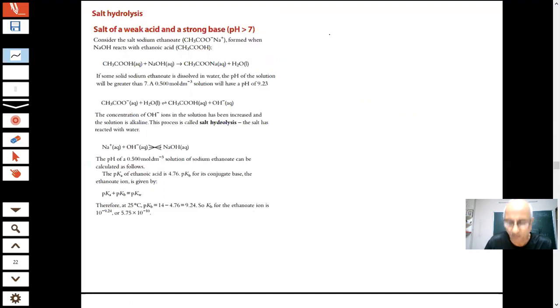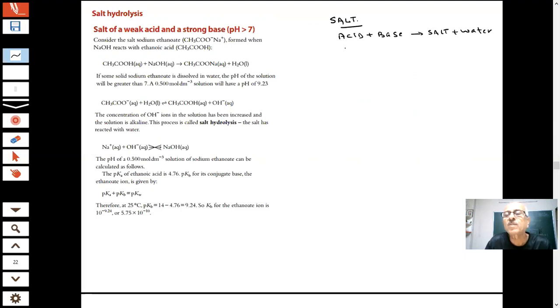What is a salt? Tell me, what is a salt? Salt is the product of acid and base reaction. When acid reacts with base, you say salt and water is formed. What do you get? Salt and water.